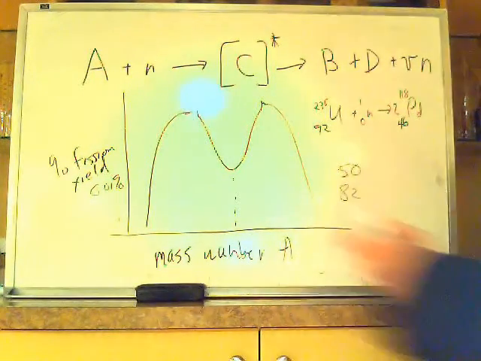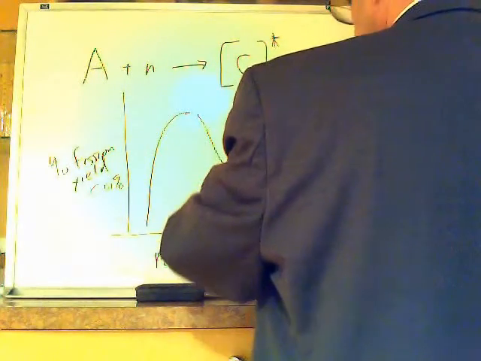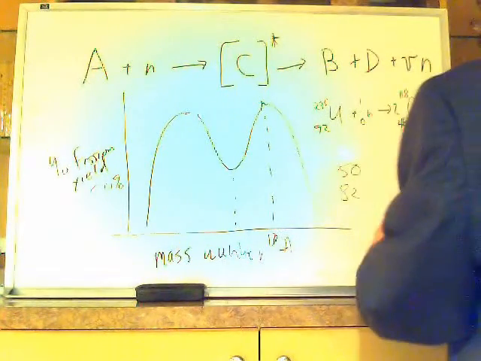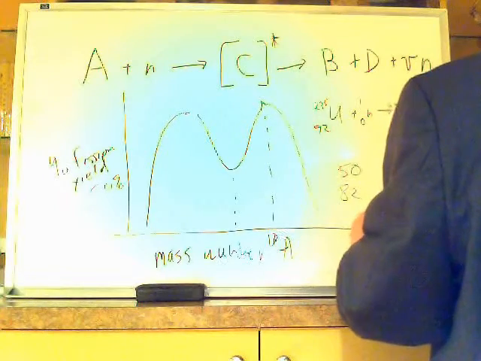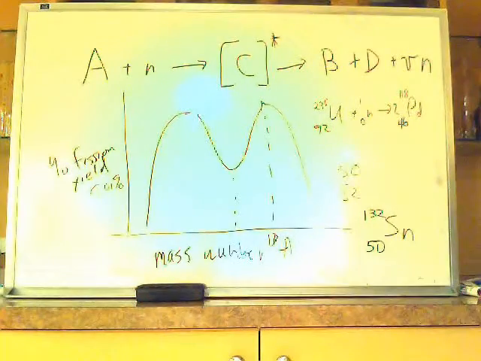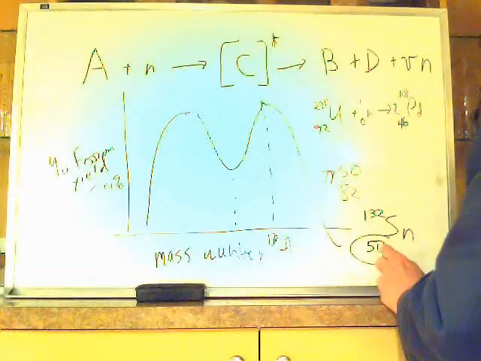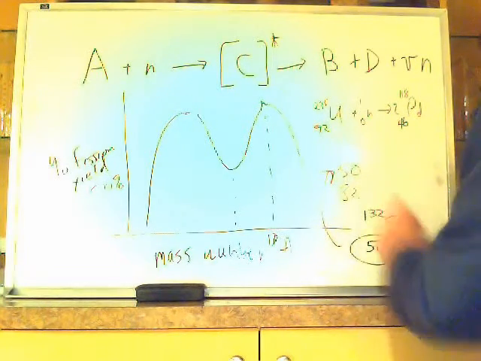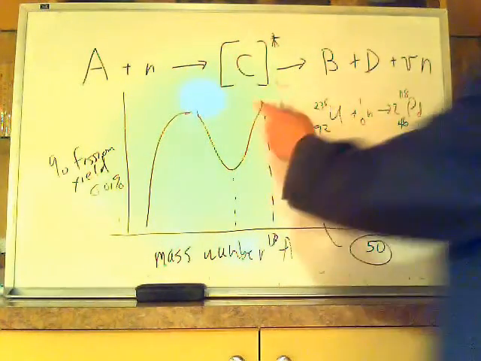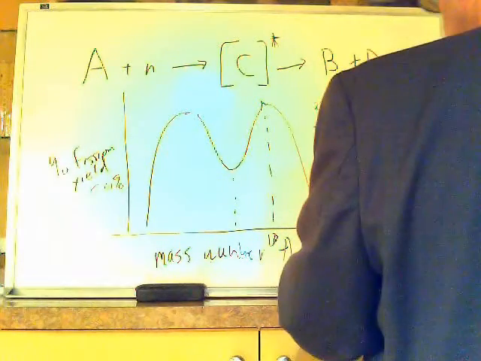It turns out that the spikes are actually one of them, which is over here, is at mass 132, which corresponds to an isotope of tin. And the atomic number of tin is 50, so that is a magic number. So there's 50 protons, that means that there's 82 neutrons, so this is actually doubly magic, which is why that's particularly favored.